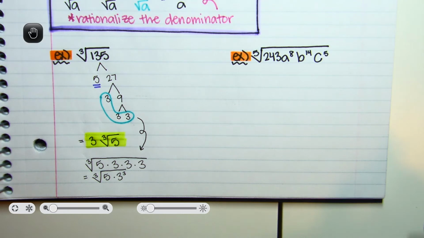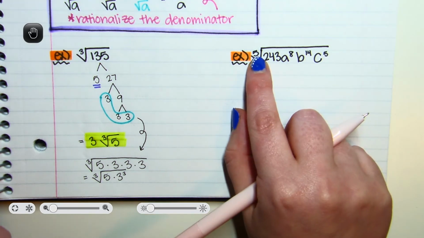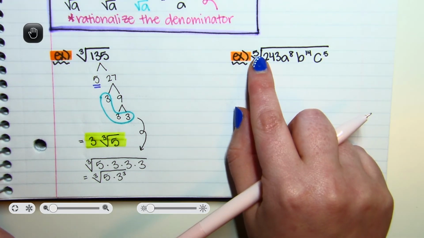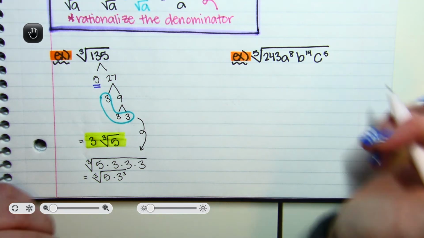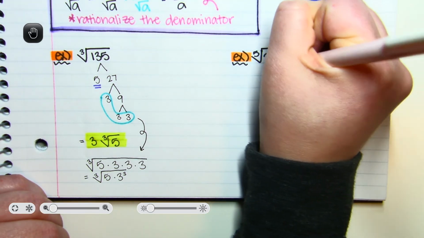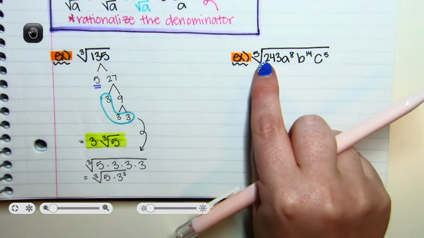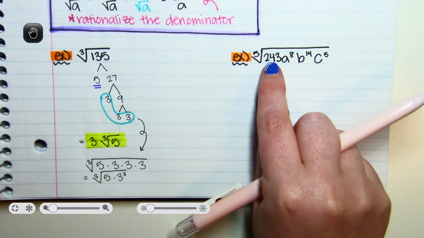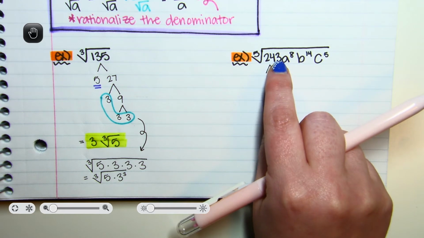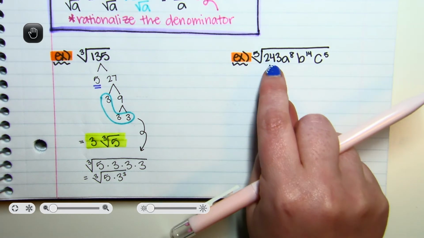Next one, the index is 5, which means we are looking for groups of 5. I'm going to start with the 243. So 243, first thing I notice, it's not even, which means 2 will not go in. So I'm going to see if 3 goes in. And the fun little trick, add up all the numbers. 2 plus 4 is 6, plus 3 is 9. 3 goes into 9, which means 3 will go into 243.